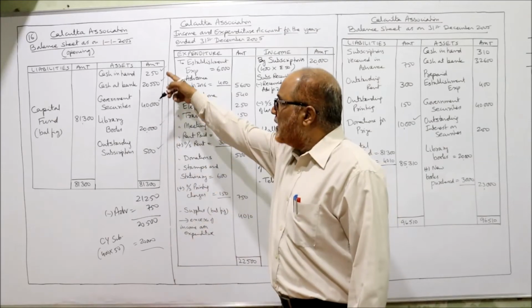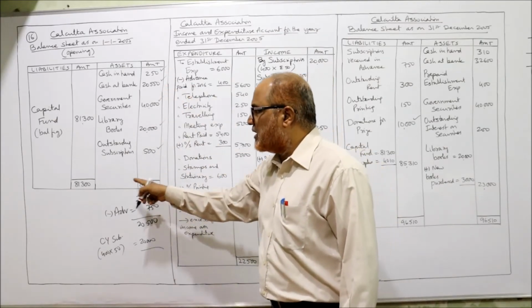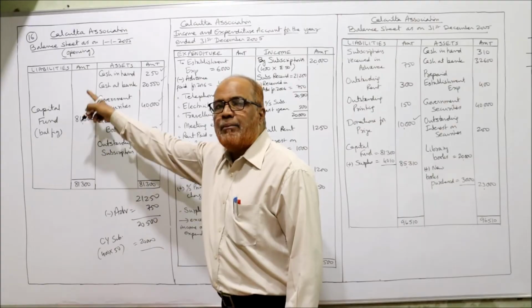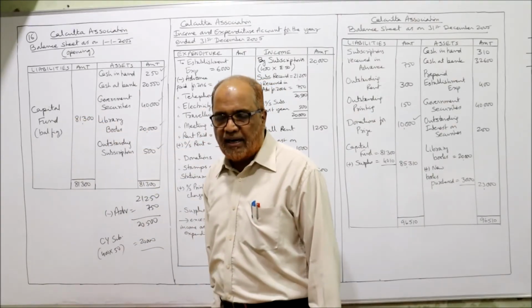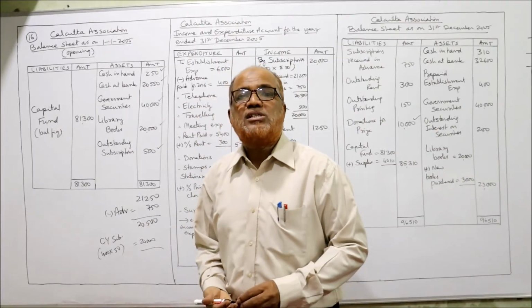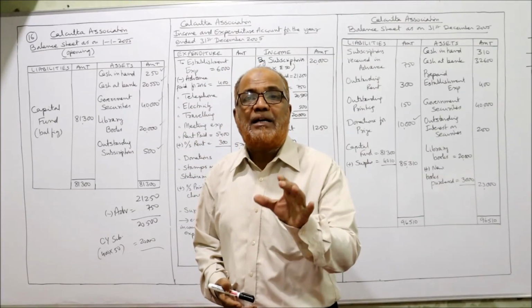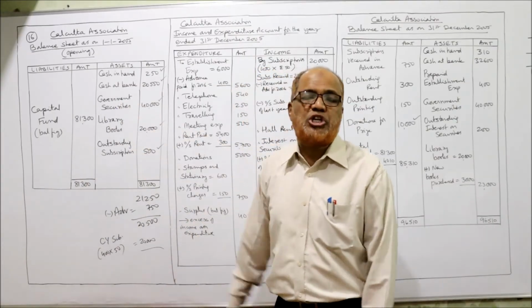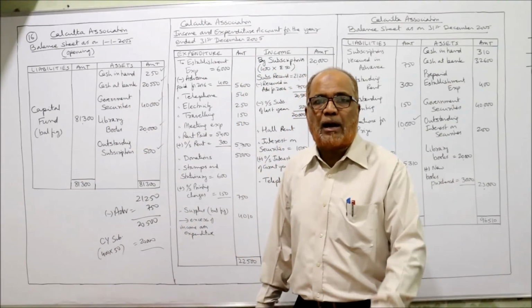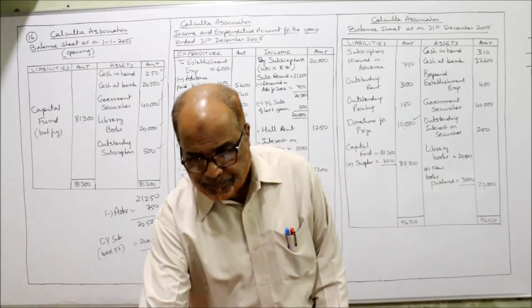Now take the total of the assets, 81,300. On the liability side we don't have anything. The capital fund is the balancing figure, 81,300. So this is the opening capital fund, which is not given in the problem. By making the opening balance sheet, we come to know there is an opening capital fund of 81,300.